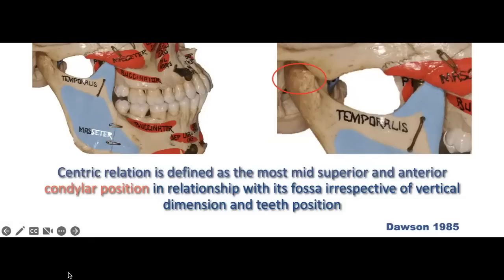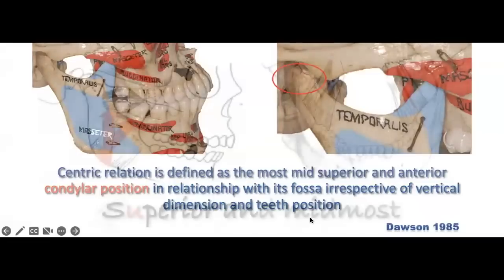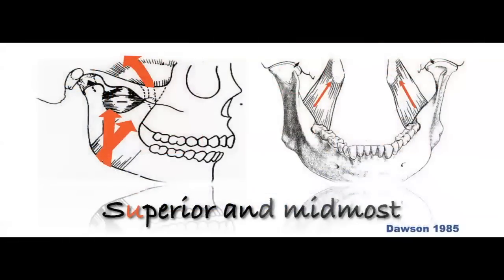Why is it the most midsuperior, and why is it also anterior in regards to the position? Look at the anatomy. When you look at the anatomy and the muscles and the way that they interact, you will understand why centric relation is the most superior and midmost position of the condyles in their respective fossae, irrespective of tooth position or vertical dimension.